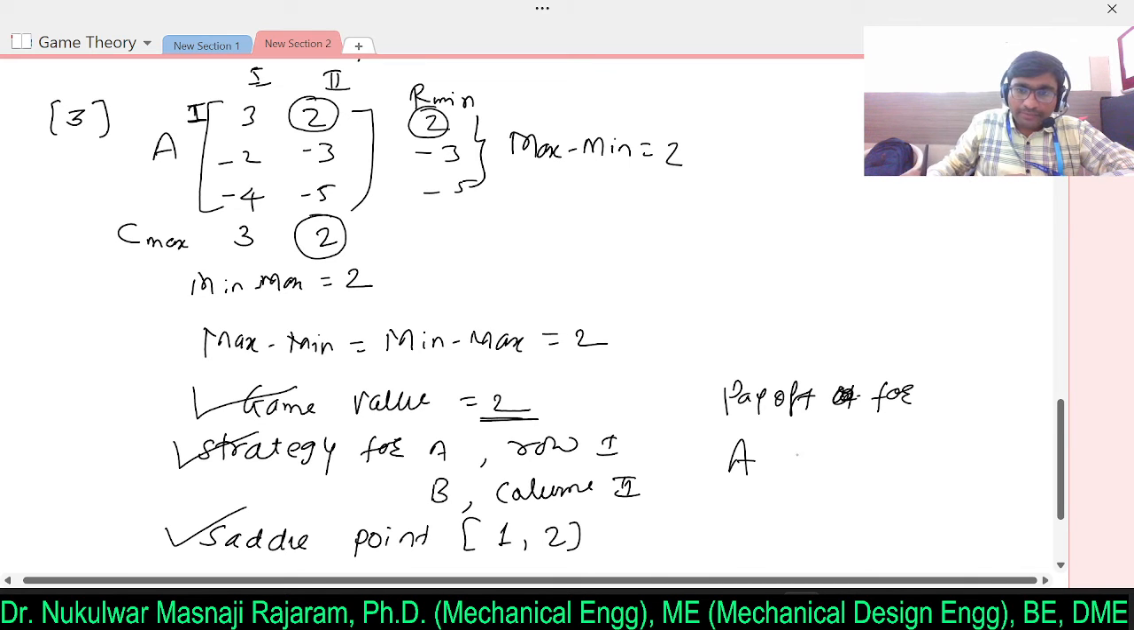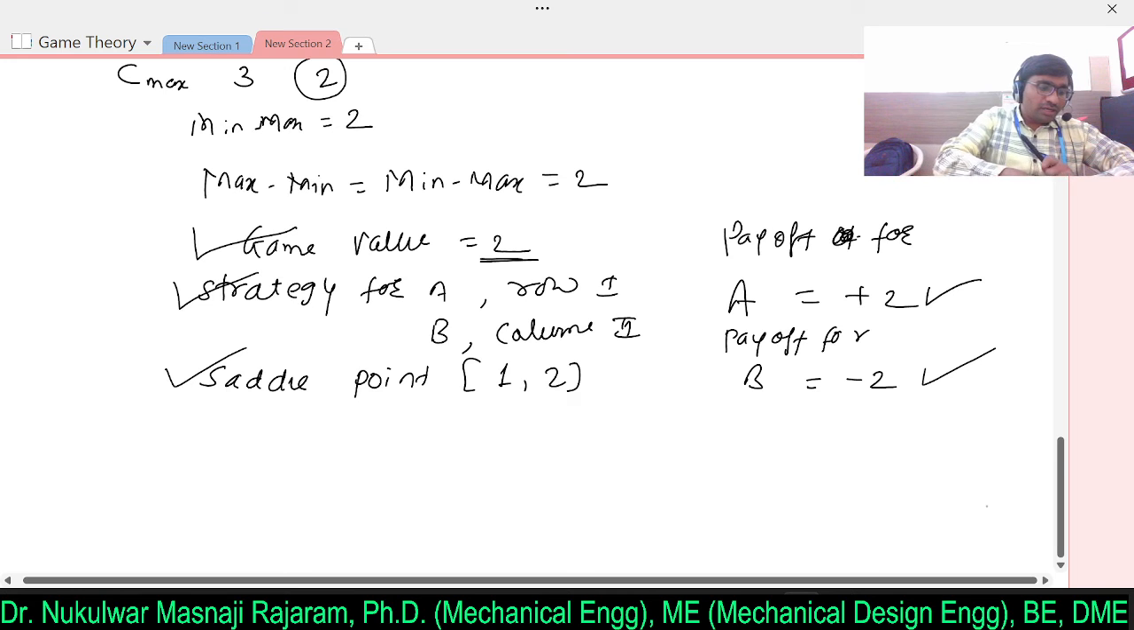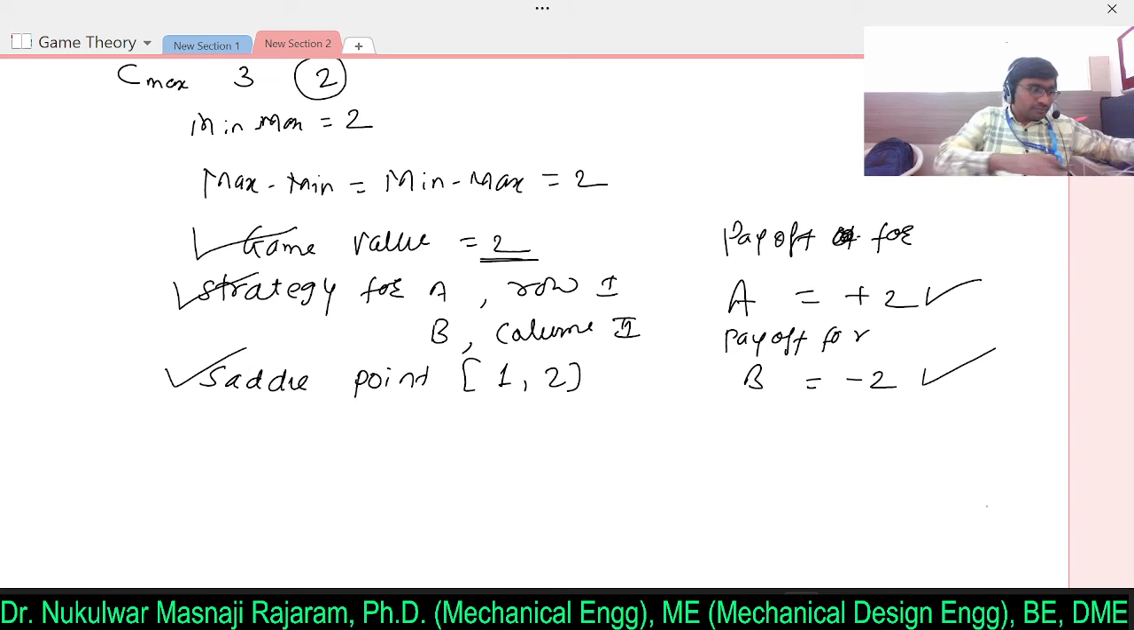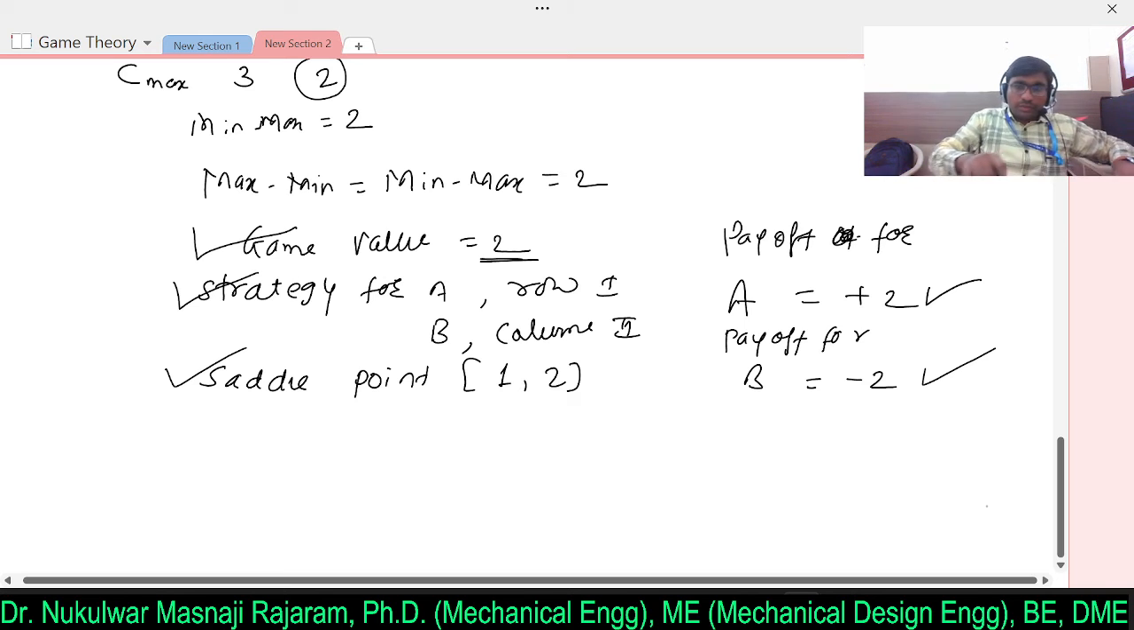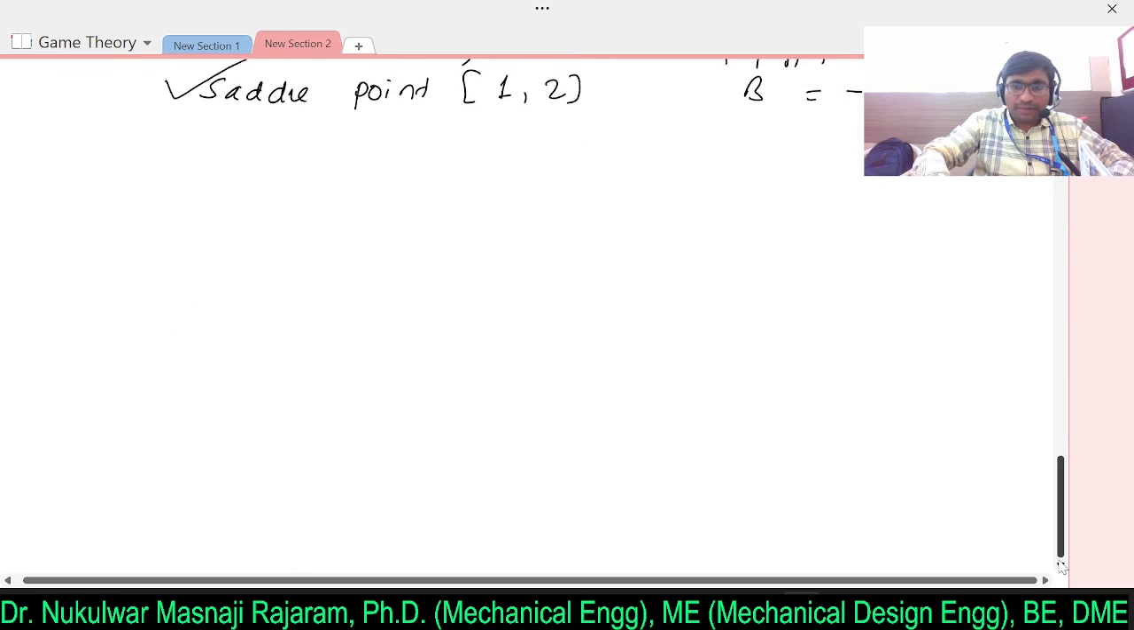then payoff for A is equal to +2, and in the question if they ask for payoff for B, then it must be -2. Clear? Because if A is winning, value is +2, so he is winning means B is losing. Similarly, you can solve different numericals based on this particular strategy. Clear? Now we will see one numerical, so you will get the entire idea about the saddle point. Clear?